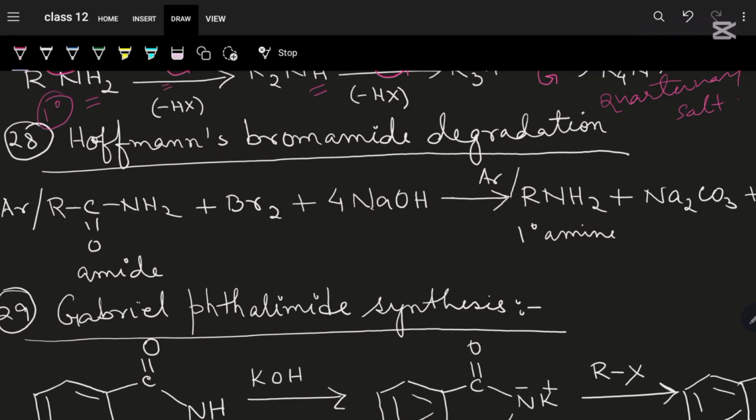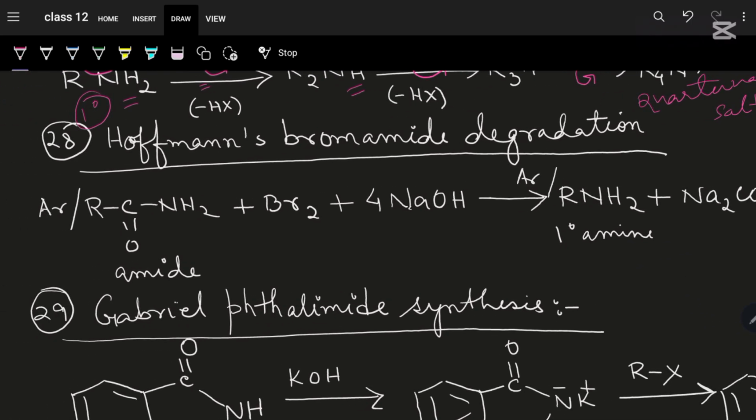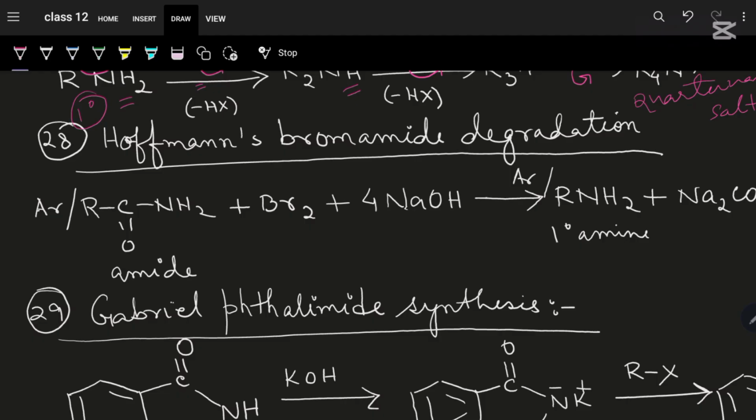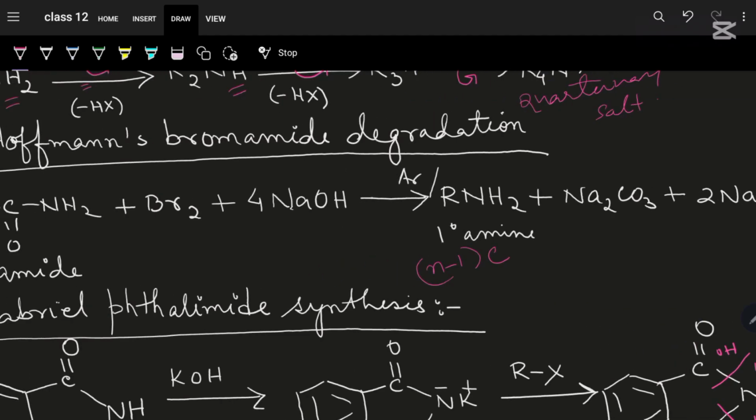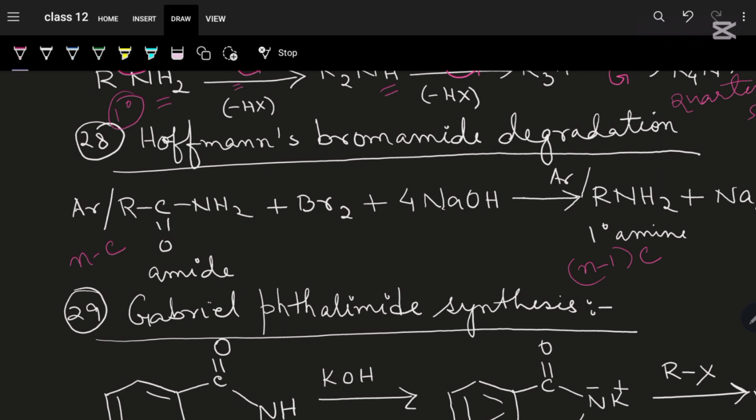So Hofmann bromamide degradation. Here the term degradation means the final product has one carbon atom less. If you start with n number of carbon atoms, you get a product which contains n minus 1 number of carbon atoms. So this degradation takes place in amides containing the CONH2 linkage. It can be aliphatic or aromatic.